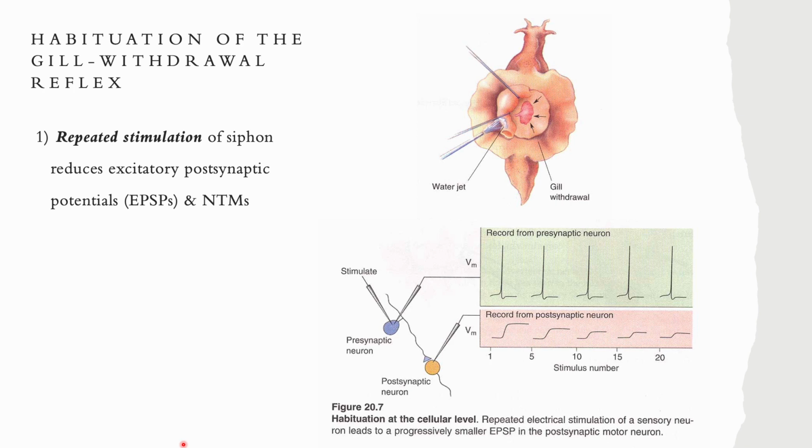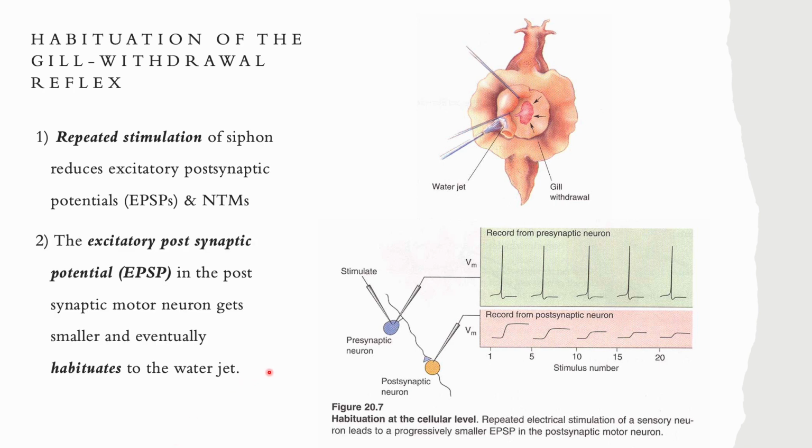If the siphon is repeatedly stimulated with a water jet, we're going to see that there is habituation that takes place. Repeated stimulation actually reduces excitatory postsynaptic potentials, EPSPs, as shown here in this image. Ultimately, the excitatory postsynaptic potential in the postsynaptic motor neuron gets smaller and smaller until it eventually habituates to the water jet. It is no longer surprised that it's receiving this stimulation. Thus, there is going to be a reduced response of this simple reflex.